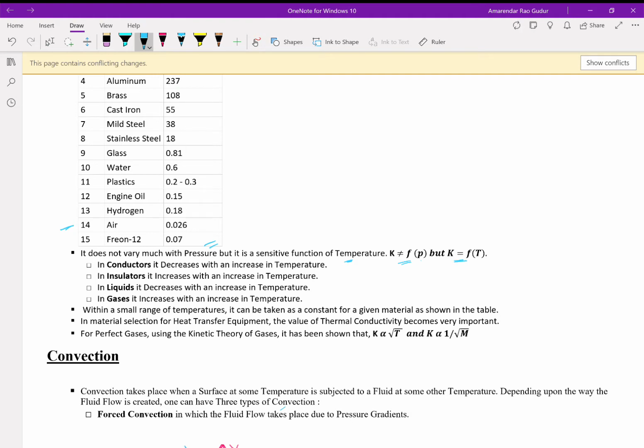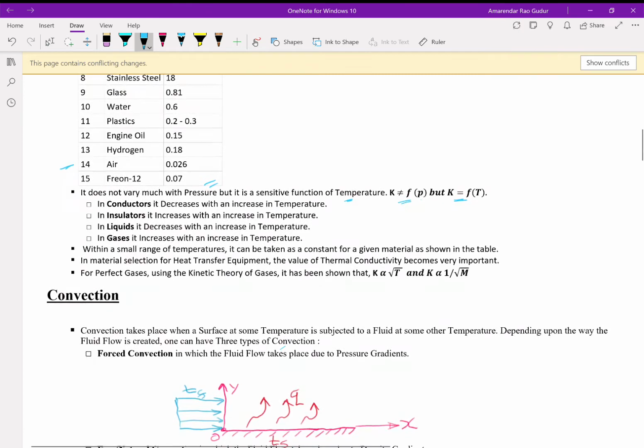And how temperature is going to affect thermal conductivity depends upon the given material. If you look at conductors, it decreases with an increase in temperature. In insulators, it's going to increase with an increase in temperature. And in liquids, it's going to decrease with an increase in temperature. And in all the gases, it's going to increase with an increase in temperature. So this is how the temperature is going to affect the thermal conductivity of all the materials that we come across in our day-to-day applications.